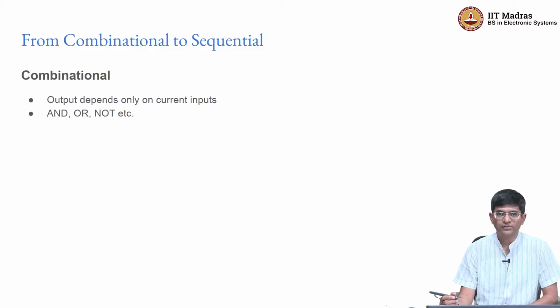And first let's sort of contrast the two. What exactly do we mean by combinational or sequential logic? First things first, combinational logic is logic where the output depends only on the current inputs. Examples of course are the usual gates, the AND, OR, NOT, XOR, the various kinds of logic gates that we start out learning in the Introduction to Digital Systems course.